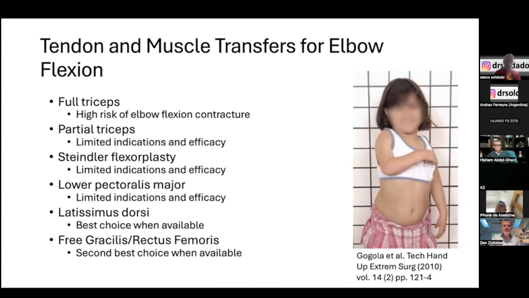Tendon and muscle transfers for elbow flexion are all of the below. So the full triceps, which I'm going to go into a little bit, but it is a high risk of elbow flexion contracture. The partial triceps, from my friend Scott Oishi and Gloria Gugola and others, limited indications, I think, and in my hands, limited efficacy. And I'm still not convinced that that's a great operation. The Steindler flexorplasty, again, somewhat limited indications. It's rare that patients really have good flexor musculature to use, and therefore the efficacy is not great.